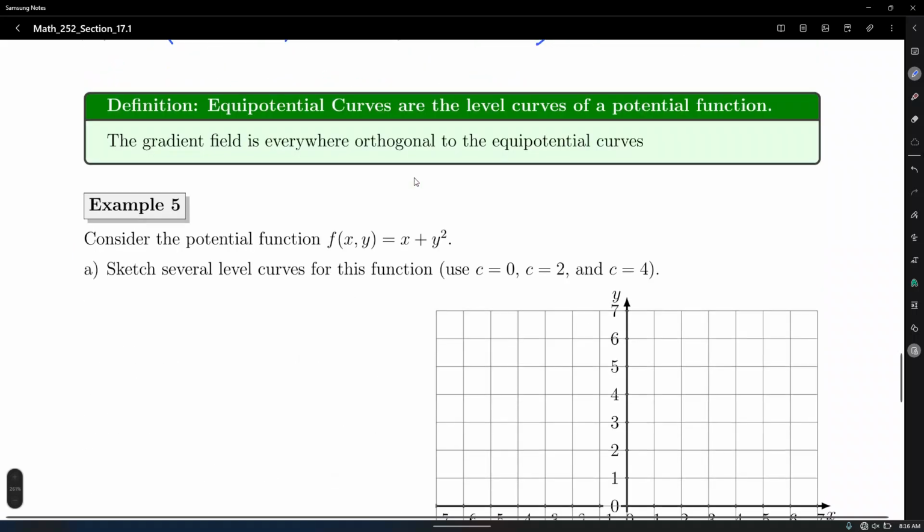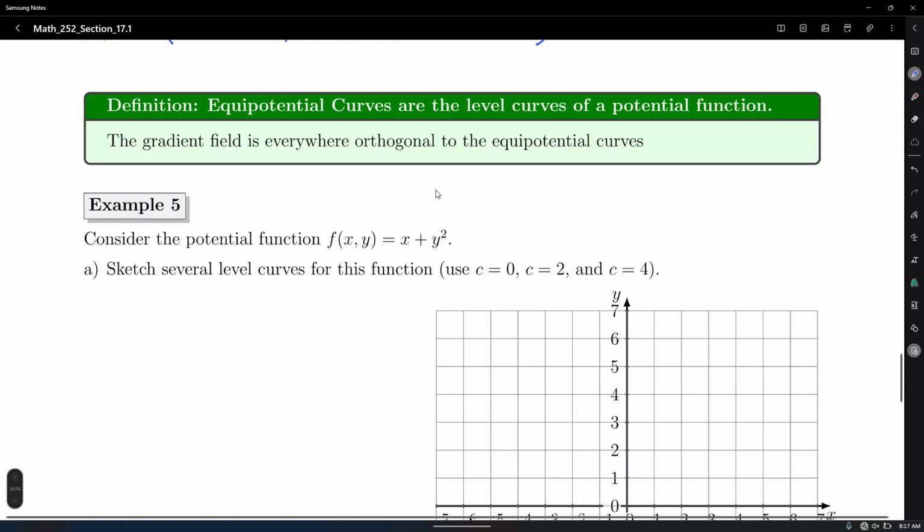Equipotential curves are the level curves of a potential function. So the gradient field is everywhere orthogonal to equipotential curves. What are those equipotential curves? Well, we have worked with this before with a different name. Those are just the level curves. It's just a different name.